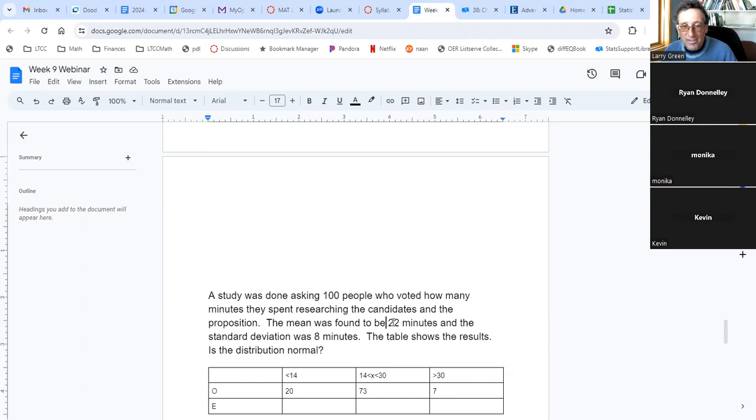So the mean was 22. The standard deviation was 8. So the z-score for 14 would be 14 minus 22 divided by 8. 14 minus 22 is negative 8, over 8 is negative 1. The z-score for 30 is 30 minus 22, which is 8, divided by 8, which is 1. So saying that x is between 14 and 30 is the same as saying it's within 1 standard deviation of the mean. Any questions on that?